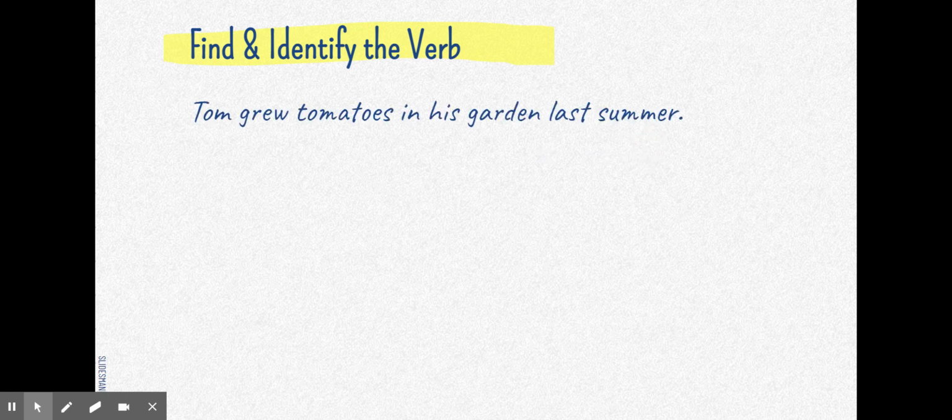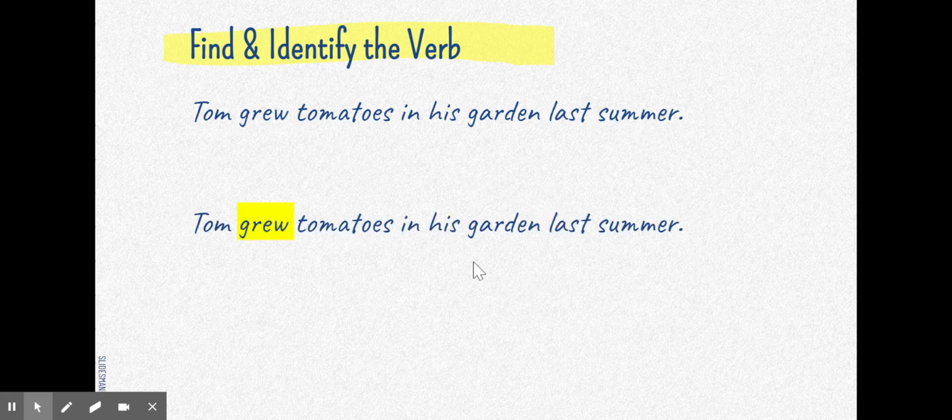Tom grew tomatoes in his garden last summer. This is one of those verbs that can be either action or linking. So you need to figure out, is it an action that he's doing? Growing is our verb here. It could be either action or linking. You have to find out, is it an action that he's doing, or is it just used to connect him to a description? Tom, what do you think?